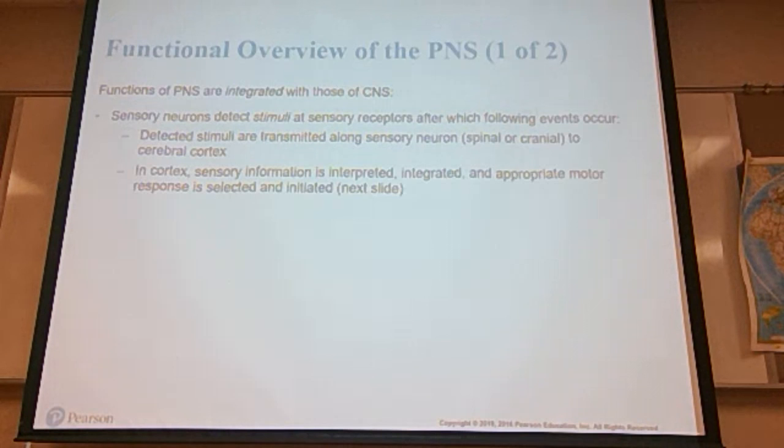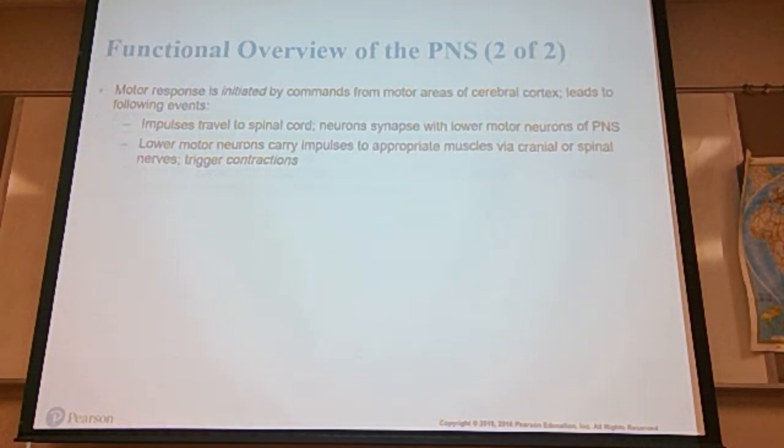The functions of the peripheral nervous system: the sensory neurons detect stimuli at the sensory receptors, after which the following events occur. The stimulus is transmitted along the sensory neuron to the cerebral cortex. In the cortex, that information is interpreted, integrated, and the appropriate motor response is selected and initiated.